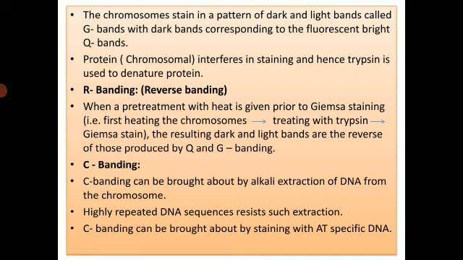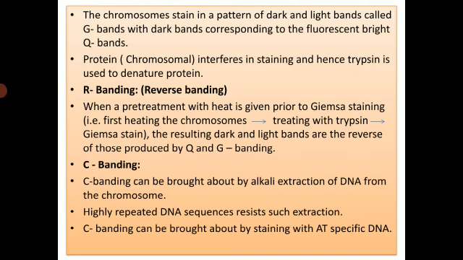R banding, that is the reverse banding, when pretreatment with heat is given prior to Giemsa staining, that is first heating the chromosomes, then treating with trypsin, and then giving the Giemsa stain. The resulting dark and light bands are the reverse of those produced by the Q and G banding. And the last banding technique, that is the C banding technique.